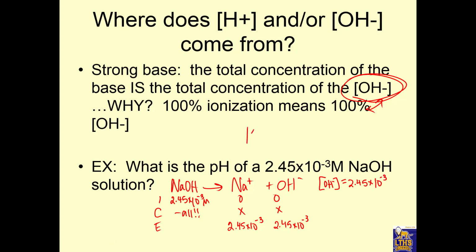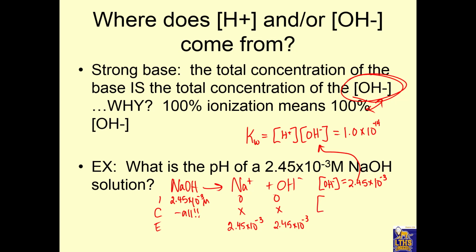So now we have this equation, Kw, because these are all water solutions, is equal to H plus times OH minus, which is always a constant of 1 times 10 to the negative 14. So because this is hydroxide, we have to plug it in there.